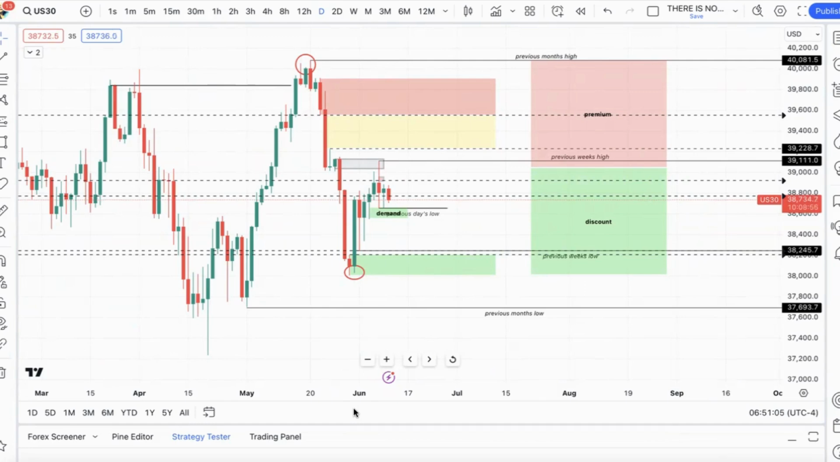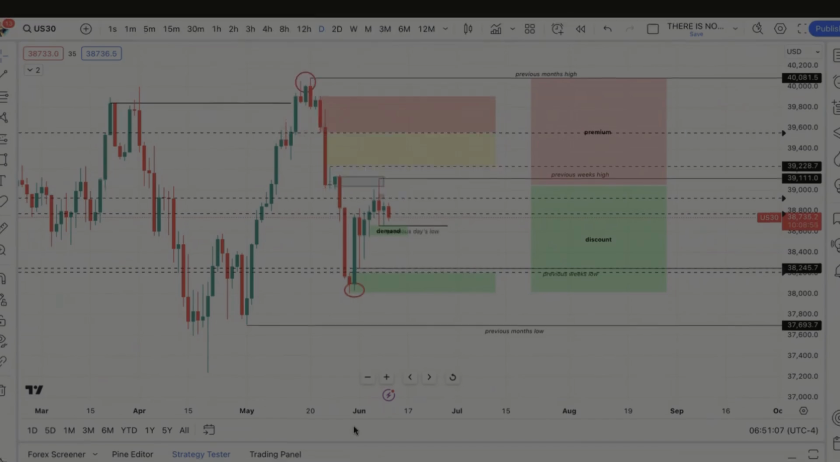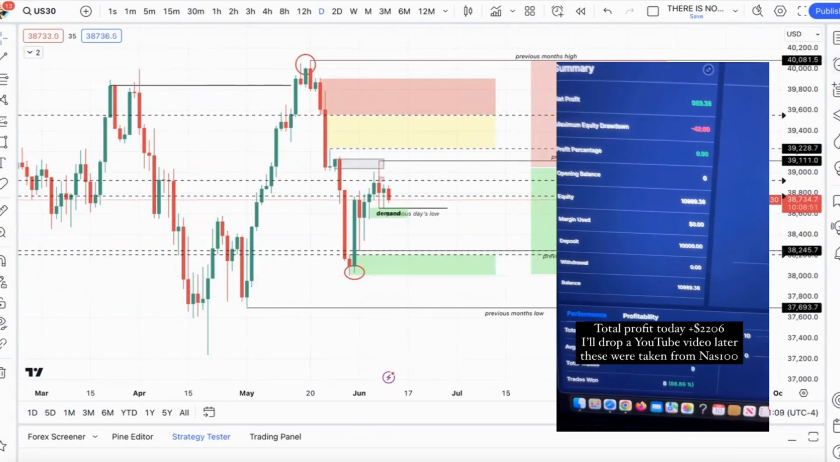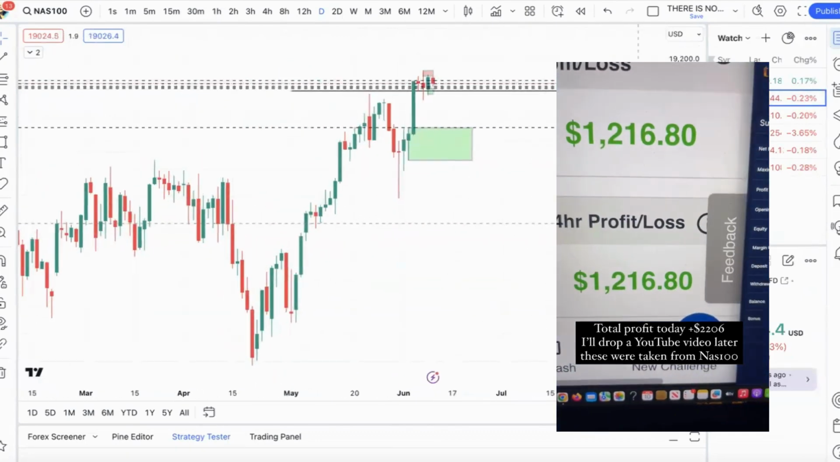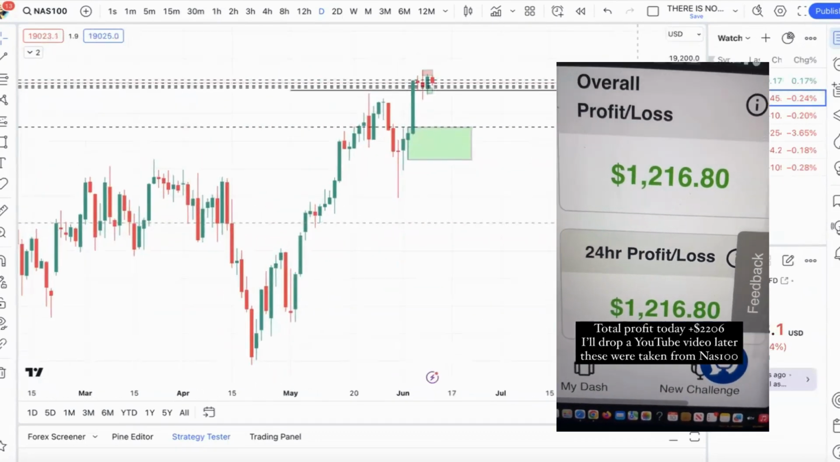Because US30 did not have a clear enough setup for me, I did opt into trading NAS100. The setup was just more clear, and I was able to reach my goal of $1,000 per day on each trading account.